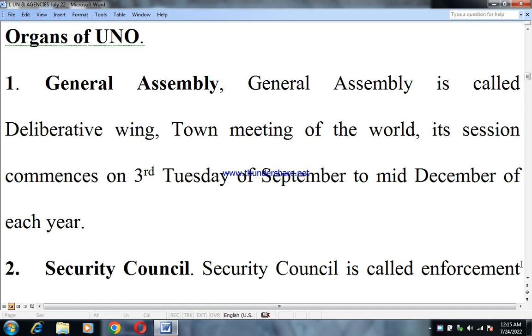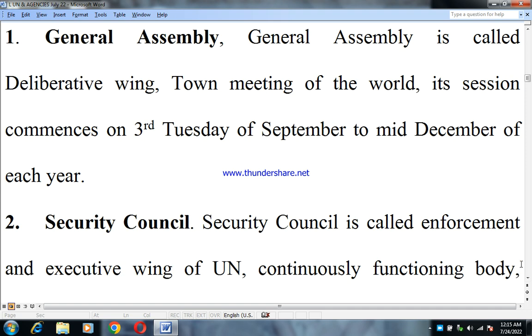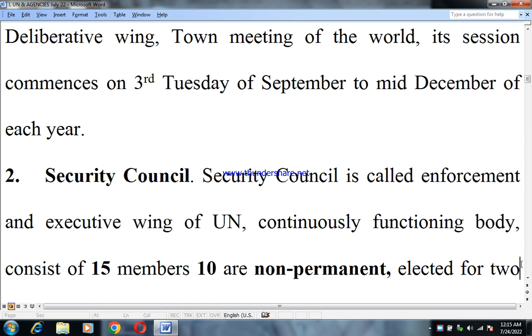Now, the organs of United Nations organization. What are the main organs? Number 1, General Assembly. General Assembly is called the deliberative wing, the town meeting of the world. Its session commences on the 3rd Tuesday of September to mid-December of each year.